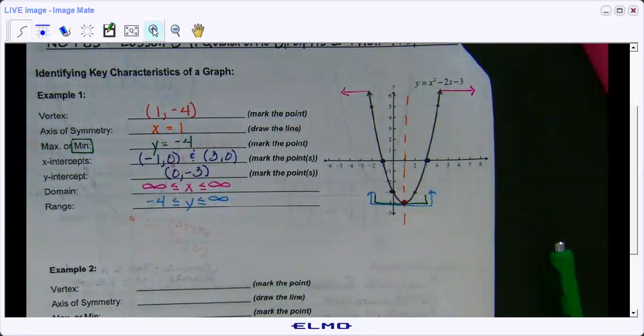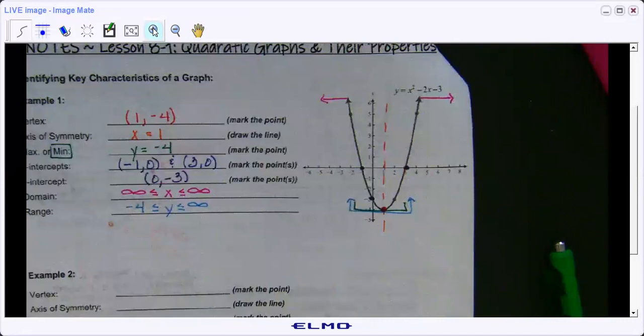Yes. So for the domain, don't we just write that same thing every time? For this, yes. When you get into algebra 2, we get into some different types of functions where you wouldn't write it like this, but for what we're doing in this class, yes. All right, any questions?